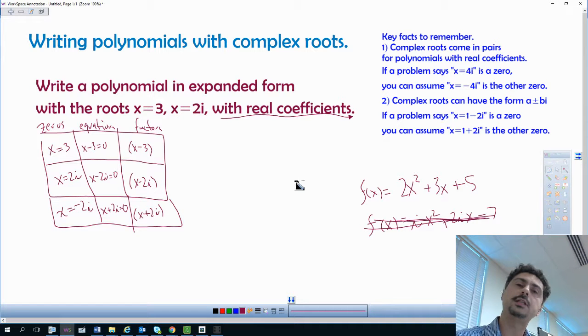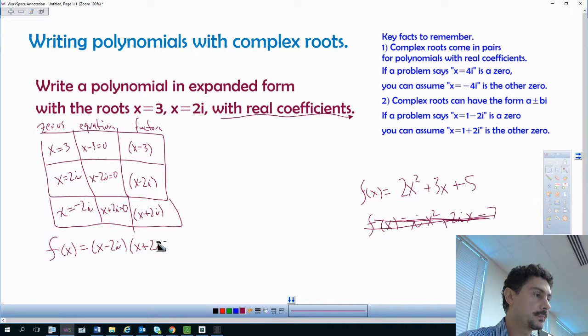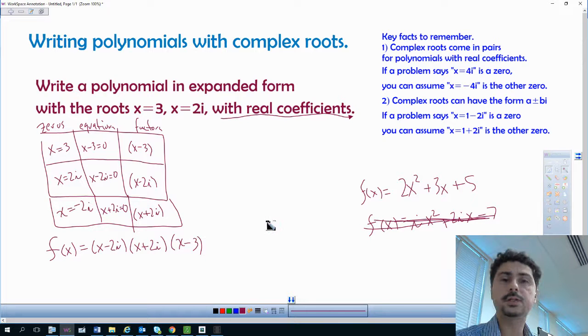I'm going to try to show you the simplest way to multiply this all together. The first thing you do is write the function in factored form. So you say, okay, f of x equals, and you pick the complex roots to be multiplied first. So you write down x minus 2i times x plus 2i times x minus 3. Now, the reason you want to do that is whether or not you realize that this is a difference of squares.